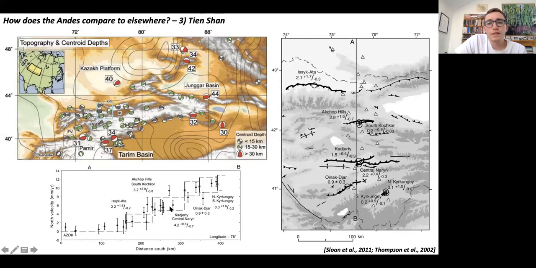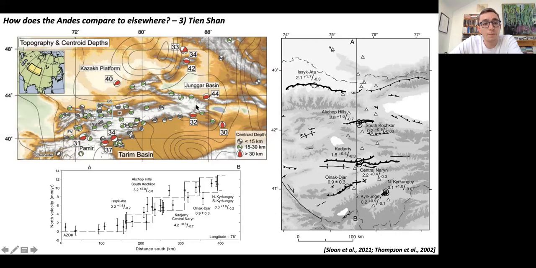And the final setting that I'm just going to introduce is the intracontinental mountain range of the Tian Shan. And this has been a really well-studied region actually over the past 20 years or so. And what we found from the earthquake data is that there's still active shortening that's distributed throughout the interior of the whole mountain range.